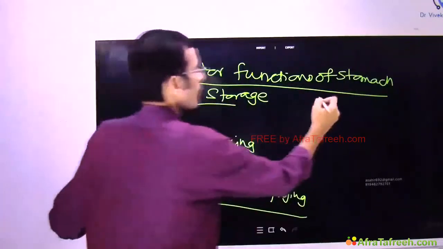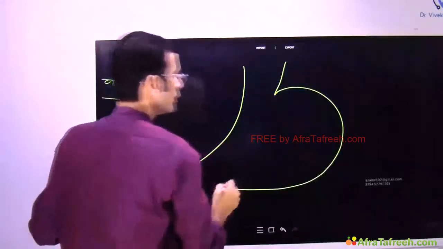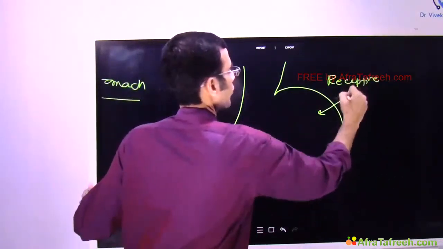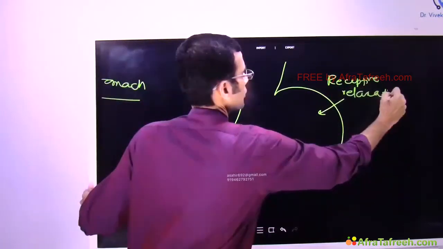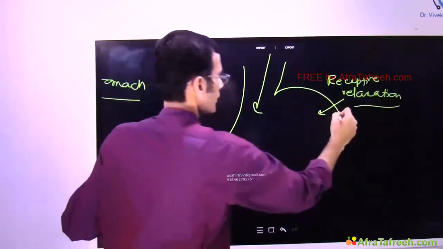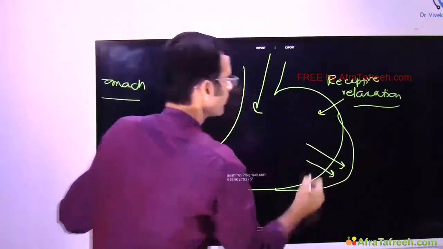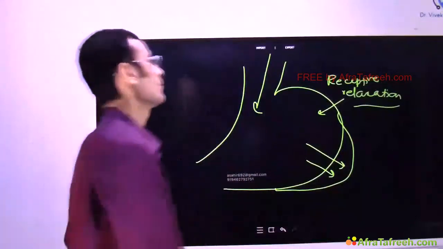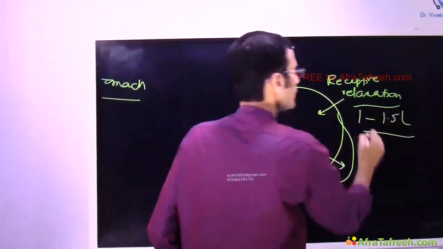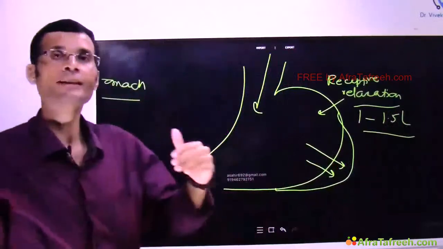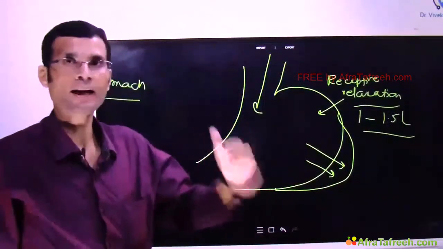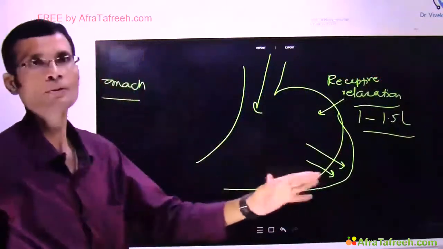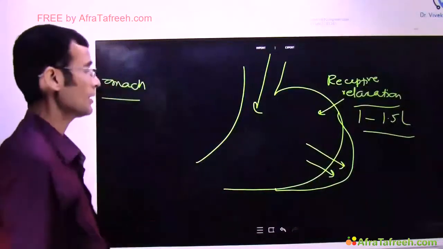Storage. The important thing related to storage is receptive relaxation of the stomach wall. When the food comes into the stomach, the wall relaxes and accommodates the food so that 1 to 1.5 liters can be accommodated without allowing the intragastric pressure to rise much. That's the importance of receptive relaxation and the storage capacity of the stomach.